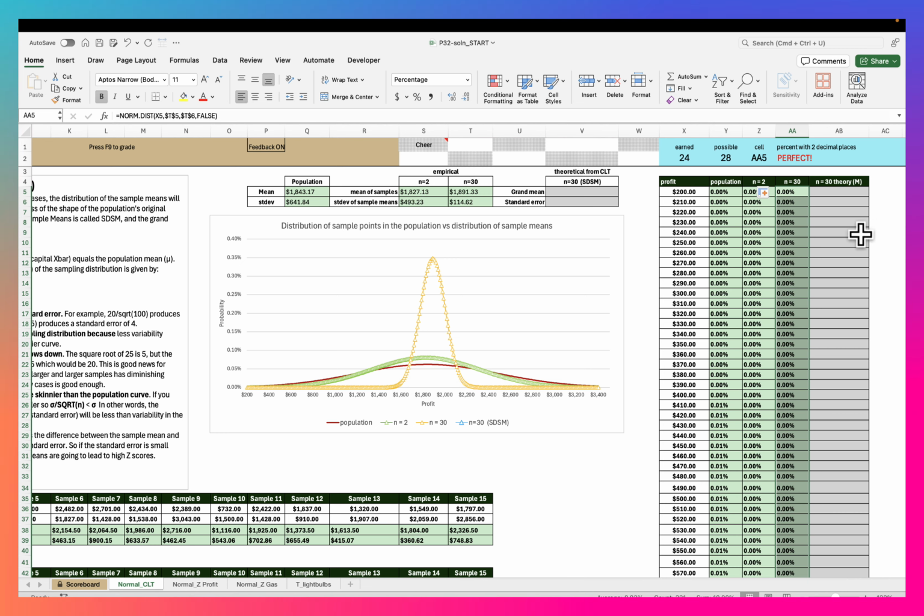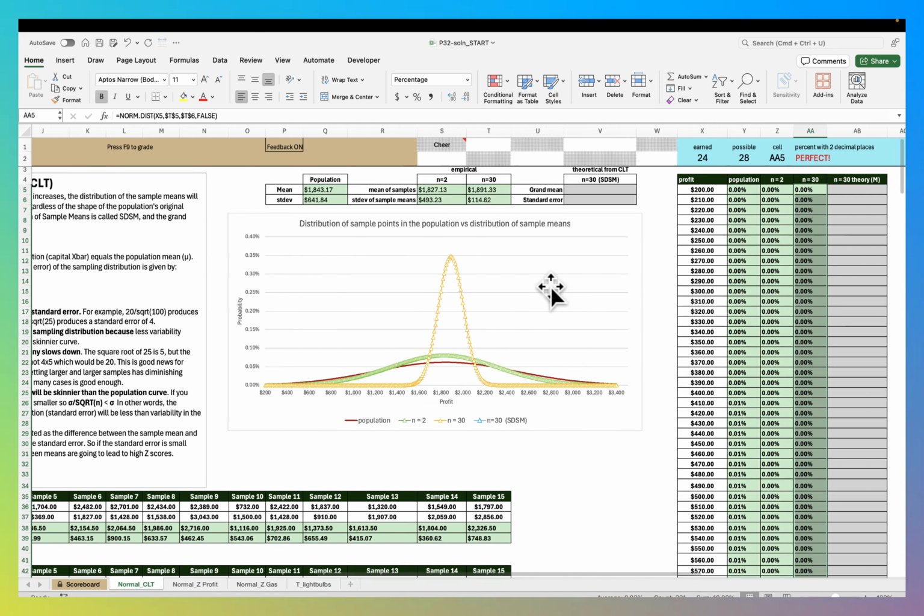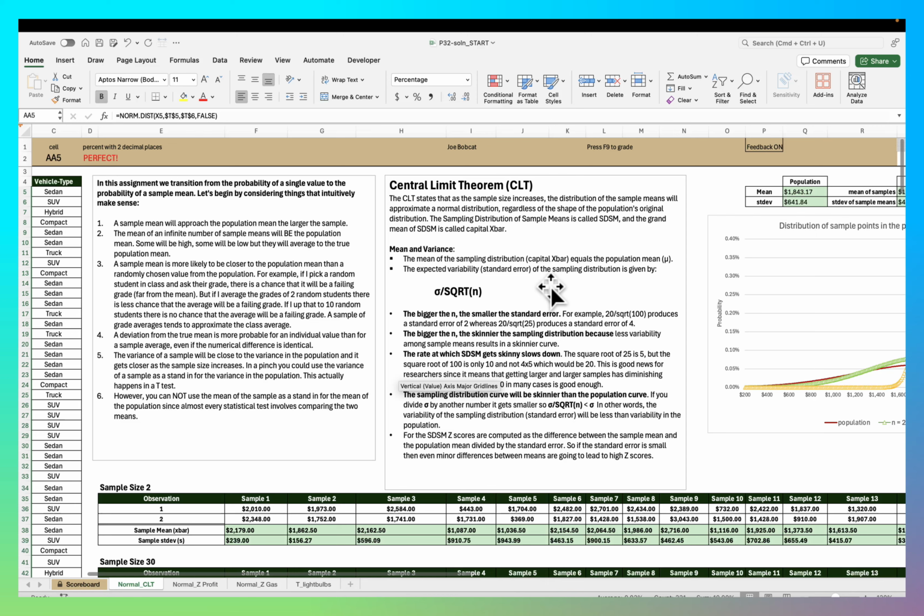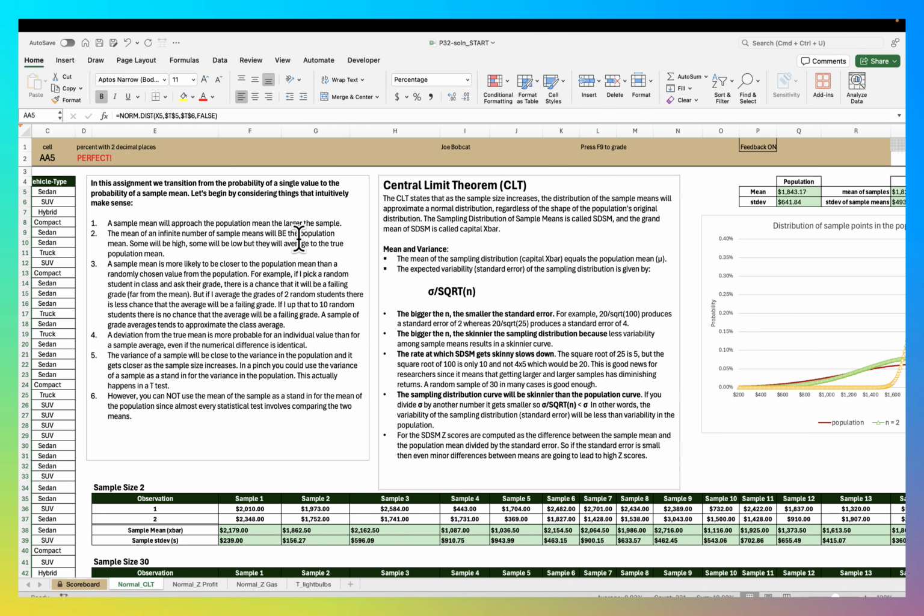So before we finish this off, we're going to look at this theory over here, and this is really important because some of our questions are based on it. So in this assignment, we transition from the probability of a single value to the probability of a sample mean. Let's begin by considering things that intuitively make sense. So a sample mean will approach the population mean the larger the sample, right?